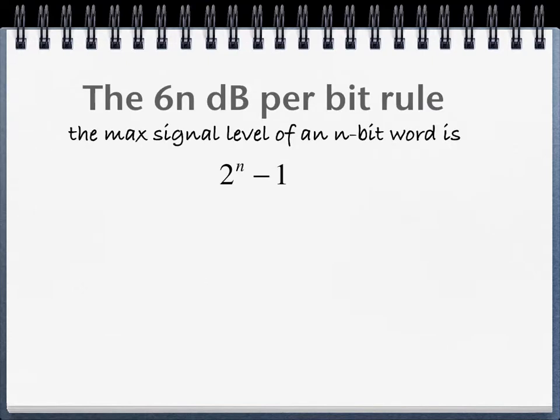There's a rule that's very useful in dealing with digital quantization of numbers, and that's the 6n dB per bit rule, and it relates directly to dynamic range. First of all, to understand it, the max signal level of an n-bit word is 2 to the n minus 1.